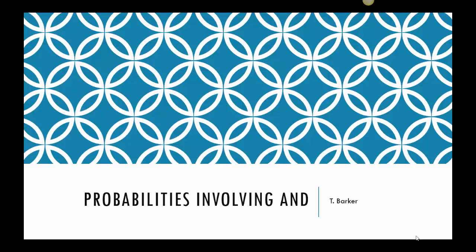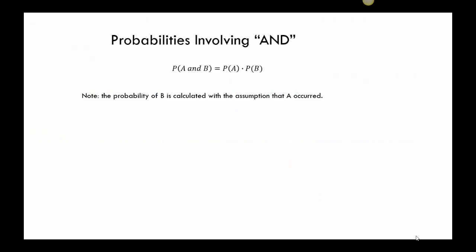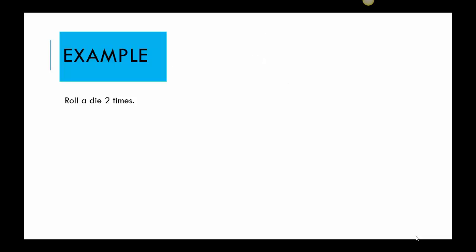This video is going to cover probability involving the word "and." So let's look at our formula. The probability of A and B is equal to the probability of A times the probability of B. Important note here, the probability of B is calculated just assuming that A already occurred.